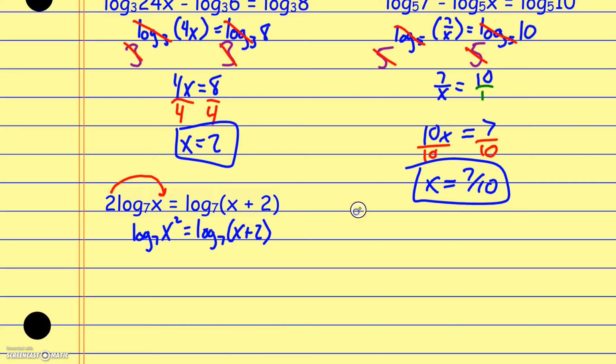Now to undo log base 7, I do 7 raised to the power of each side. So I do 7 raised to this power equals 7 raised to this power. The log base 7's and the 7's cancel out. So I'm left with x squared equals x plus 2.